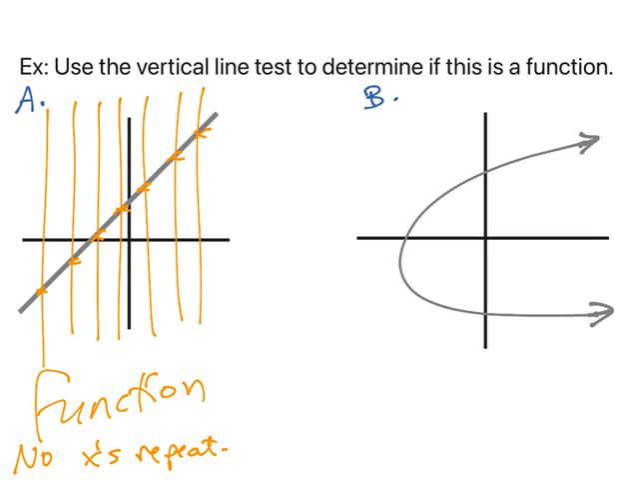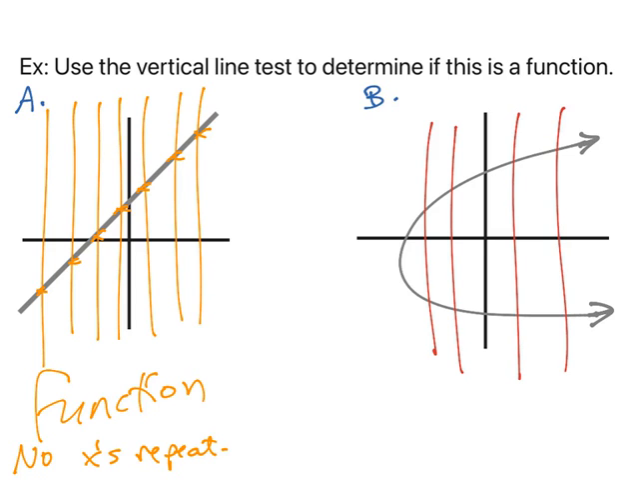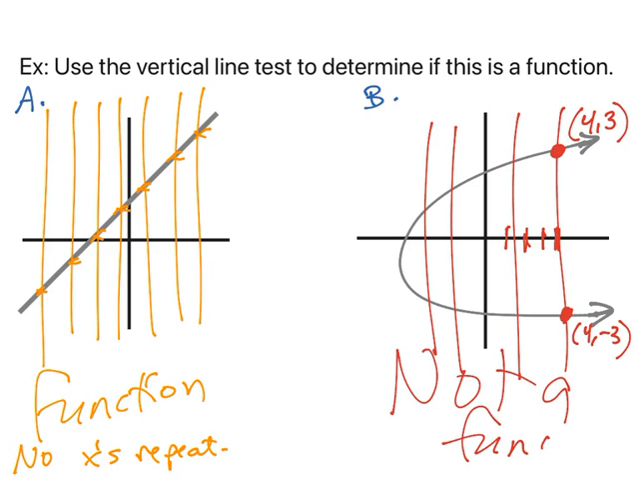Okay. Now, in the second graph, if I put vertical lines, it doesn't take much to see that my vertical lines cross the graph in two different spots. So because our vertical line crosses the graph in two spots, we know that the x repeats. So let's just say this maybe has an x value of 4. So this point might be (4, 3), and this point might be (4, -3). Because the x repeats, this is not a function.